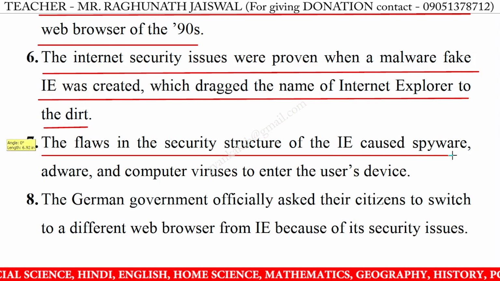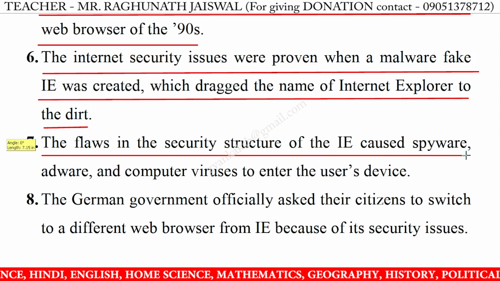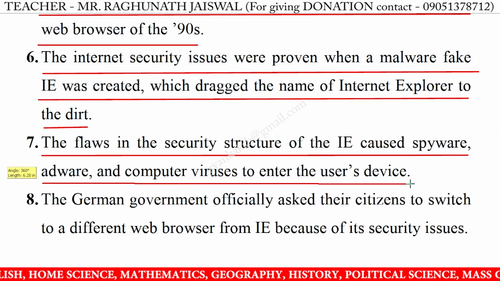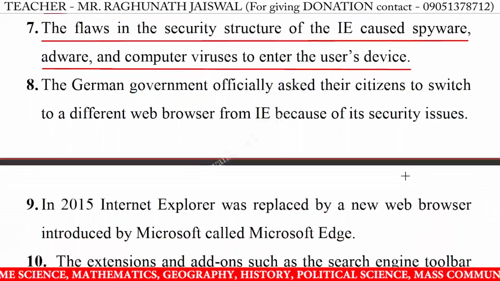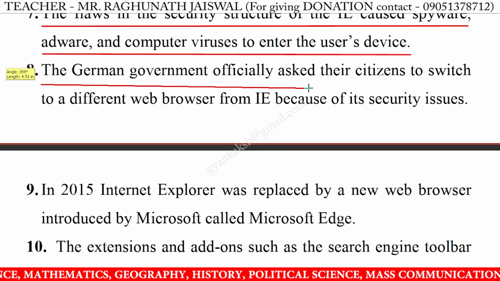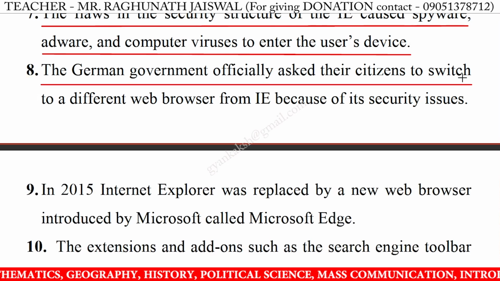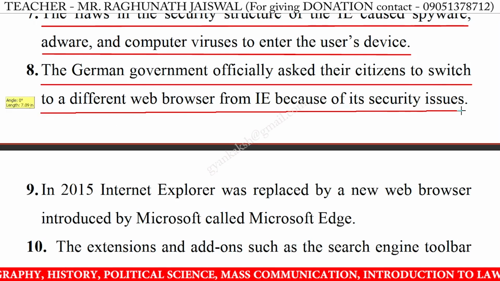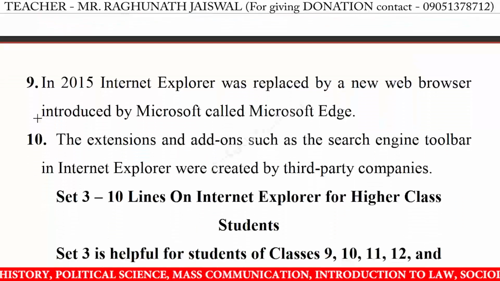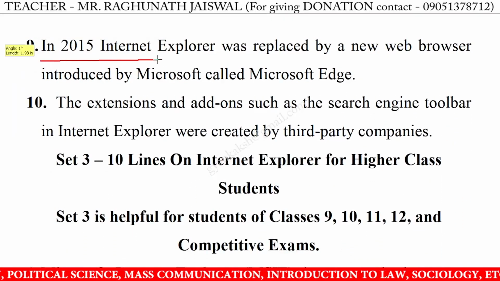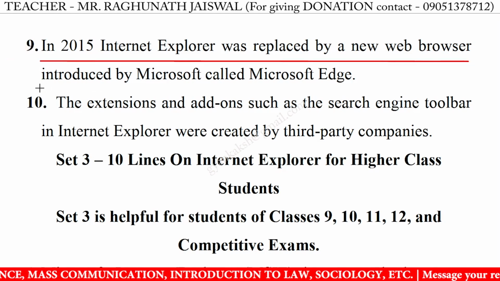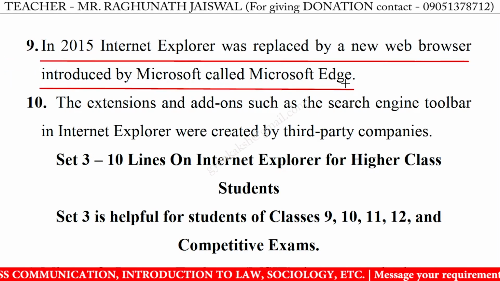7. The flaws in the security structure of the Internet Explorer caused spyware, adware, and computer viruses to enter the user's devices. 8. The German government officially asked their citizens to switch to a different web browser from Internet Explorer because of its security issues. 9. In 2015, Internet Explorer was replaced by a new web browser introduced by Microsoft called Microsoft Edge.